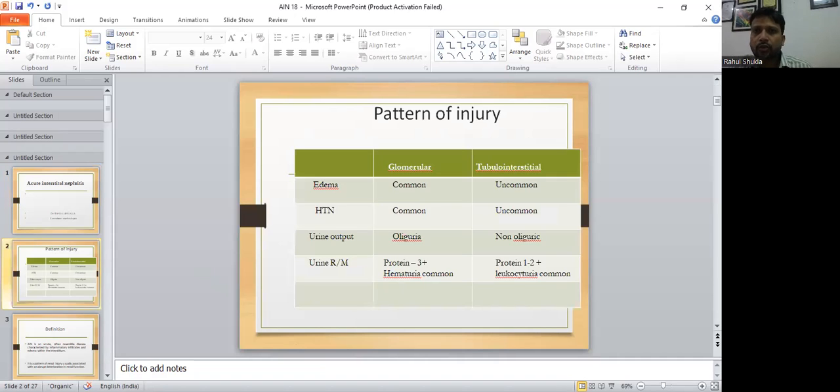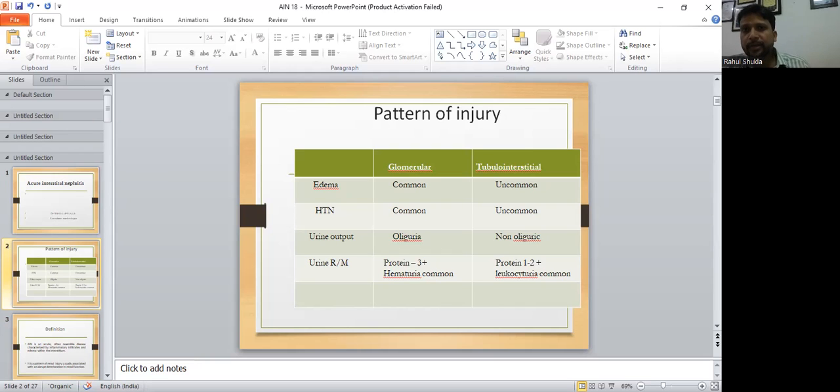So there are two types of injury seen in kidney disease patients. One is glomerular and one is tubular interstitial. In glomerular and in tubular interstitial, there are different sets of symptoms and different patterns of injuries, depending on what we can identify the pattern. So there are some features like edema is more common with glomerular disease because of more proteinuria, and that is a little bit uncommon in tubular interstitial disease.